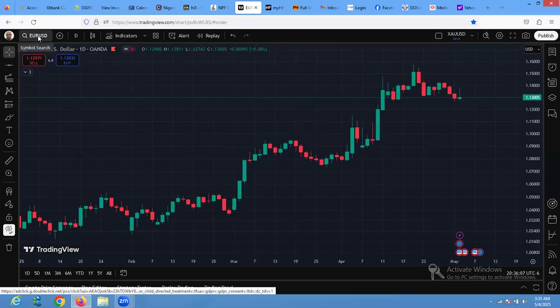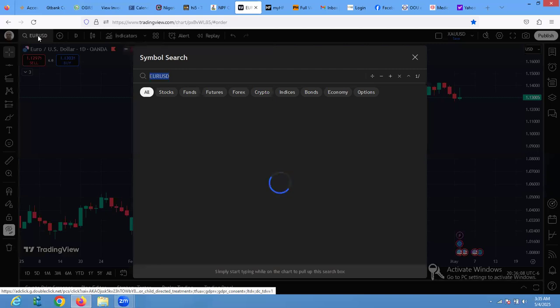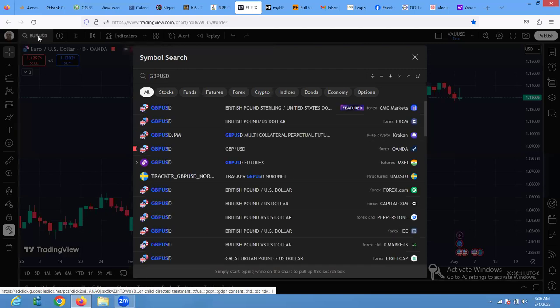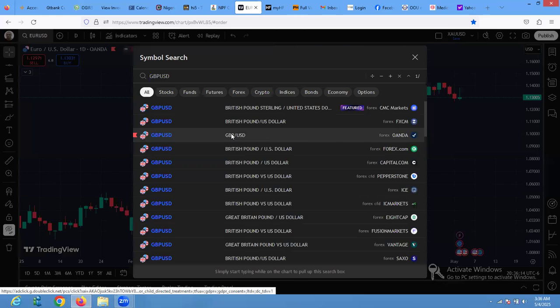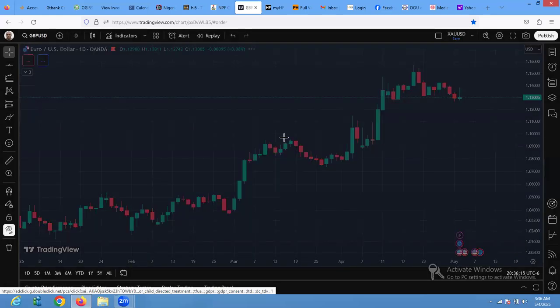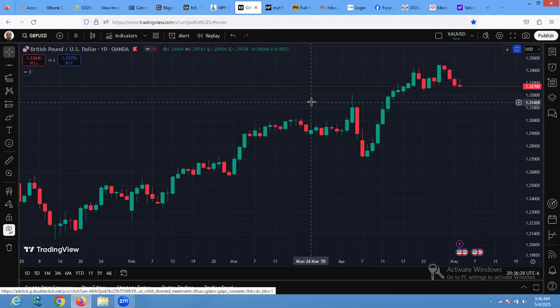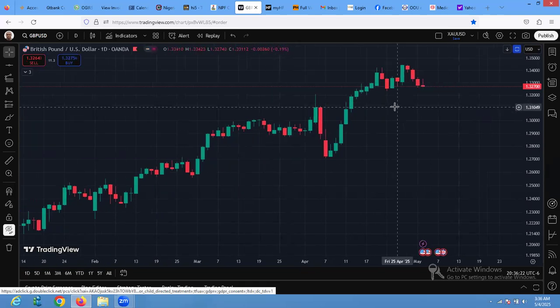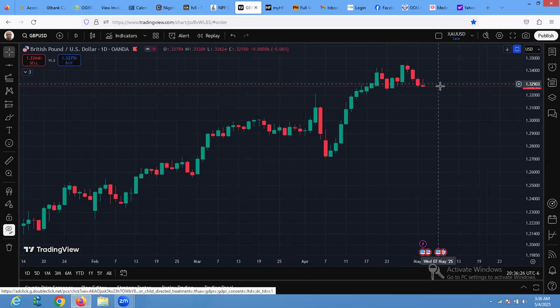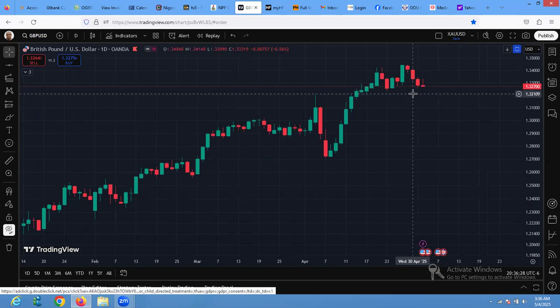Now, on Pound USD, what do we see? It's the same thing on Pound USD. Pound USD may begin to fall almost immediately because, if you look, this has made a bearish move, and it's a bearish move as well.